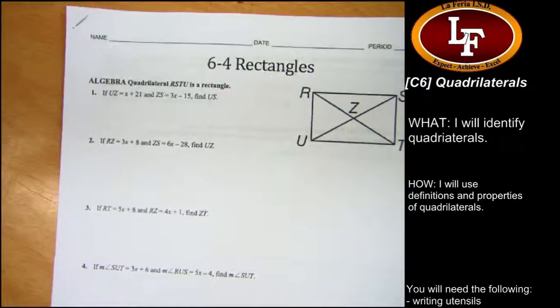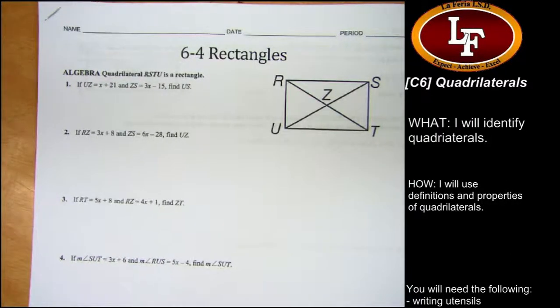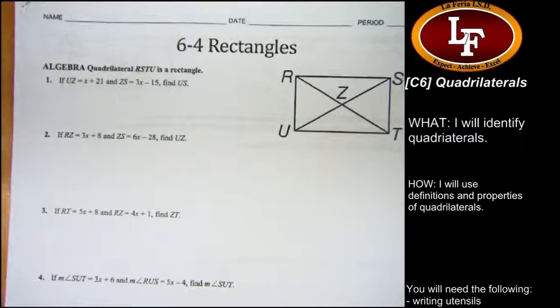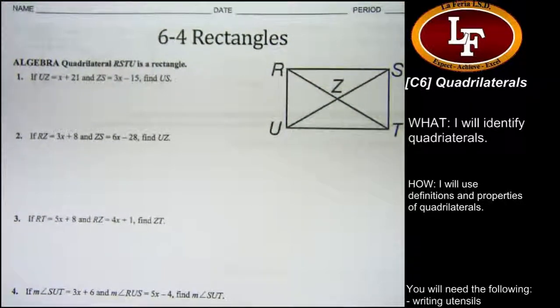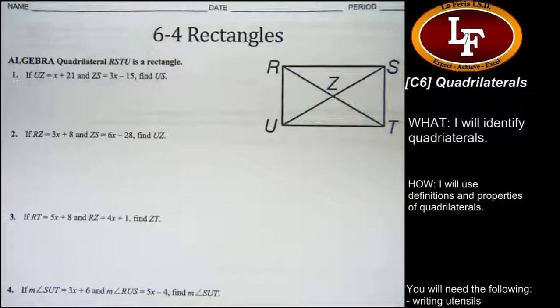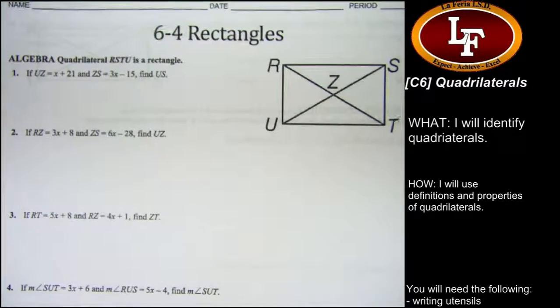All right, let's look at 6.4. And we're just going to talk about the setup. What kinds of things you need to know in order to make this happen. So looking at the first question, it says we're going to be doing some algebra. And we have this quadrilateral RSTU, and it tells us that it is a rectangle.